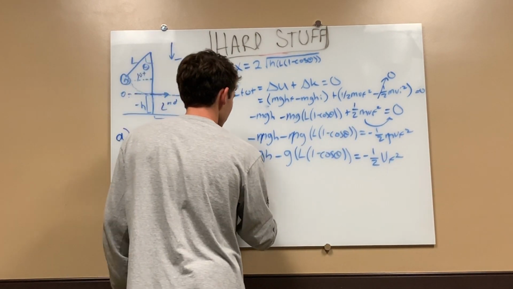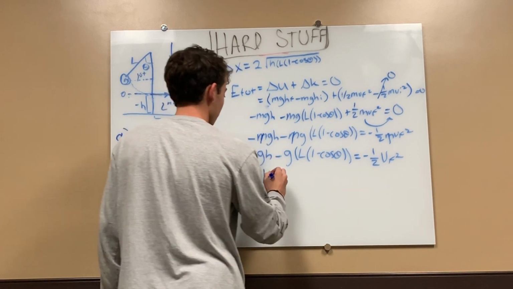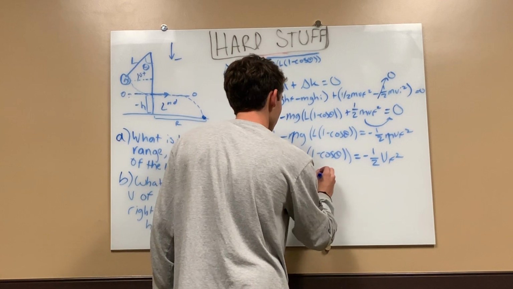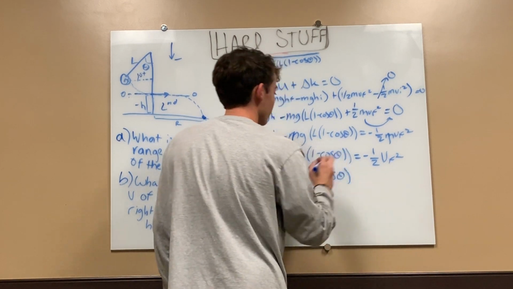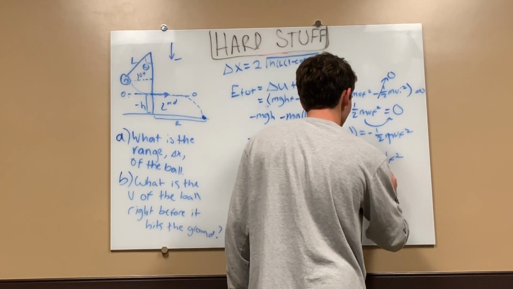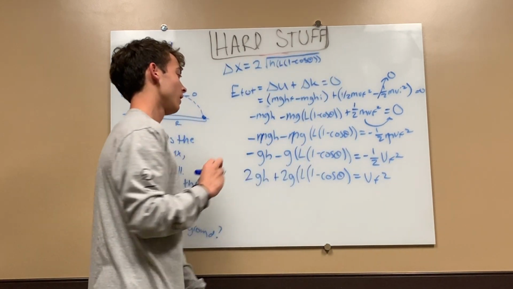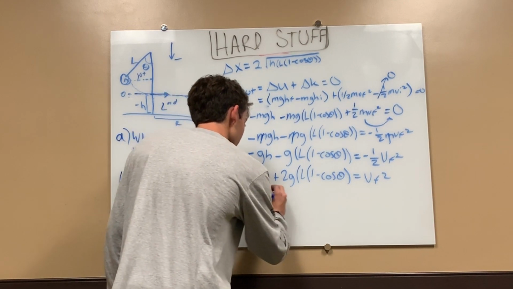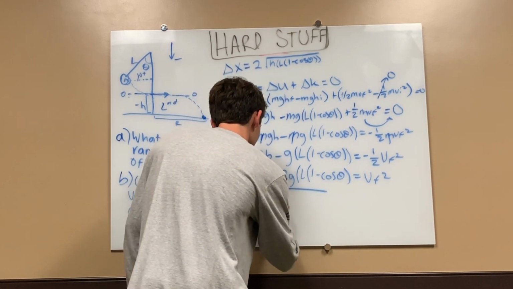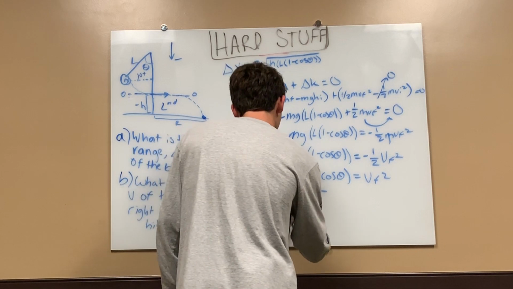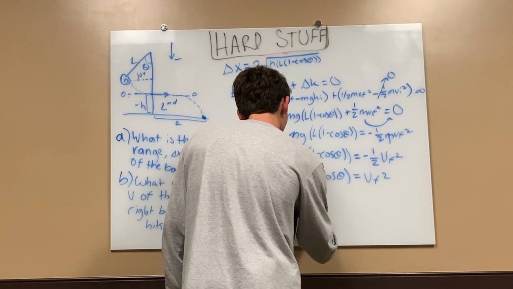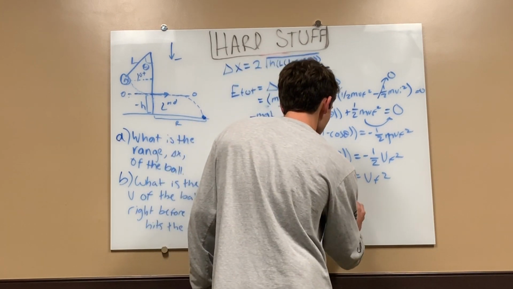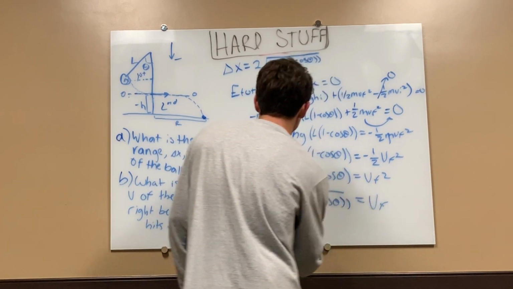So we have 2gh plus 2gL(1 − cosθ) is equal to our final velocity squared. So now let's just take the square root of both sides. We get that the square root of 2gh plus 2gL(1 − cosθ) is equal to our final velocity.